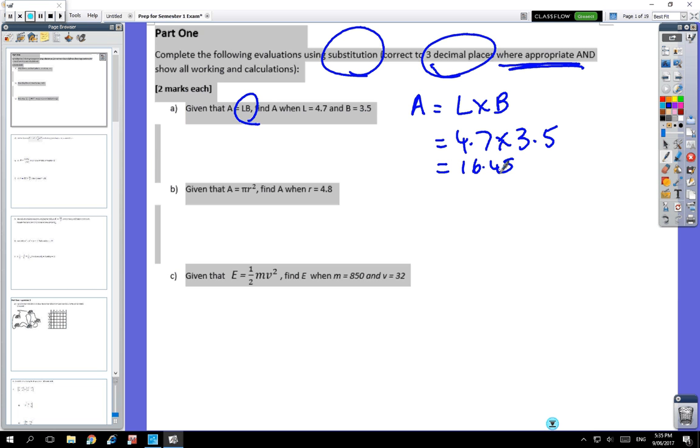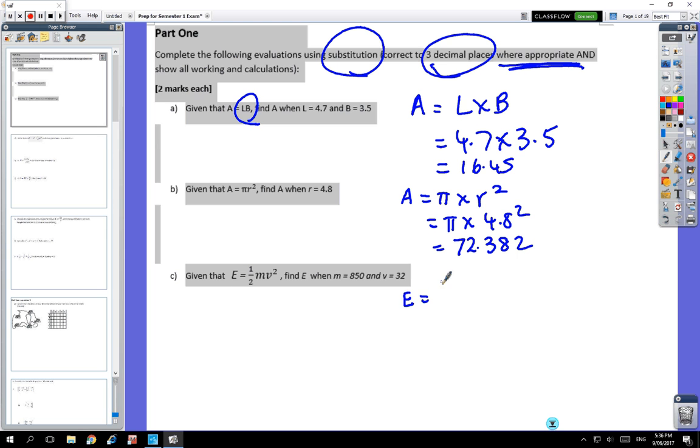Okay, next one, area equals pi times radius squared. And pi is just on your calculator, 4.8 squared. So we'll see what this one equals. This will have lots of decimal places. So shift pi multiplied by 4.8 squared. And this time we'll go to 3 decimal places, so it's 72.382. There's no units, so we don't have to worry about it.